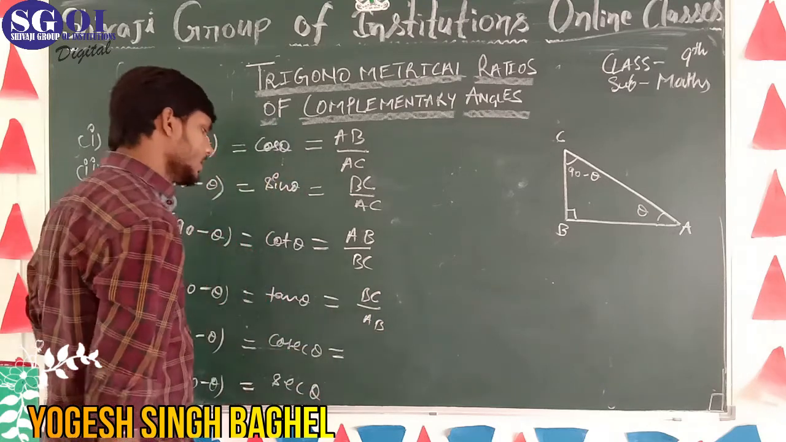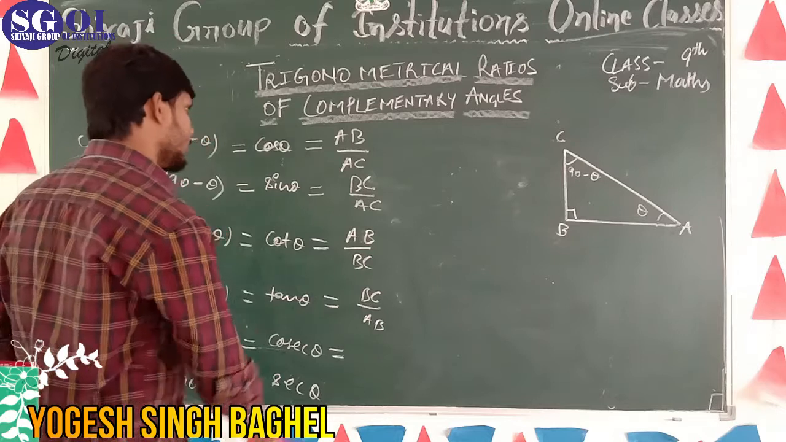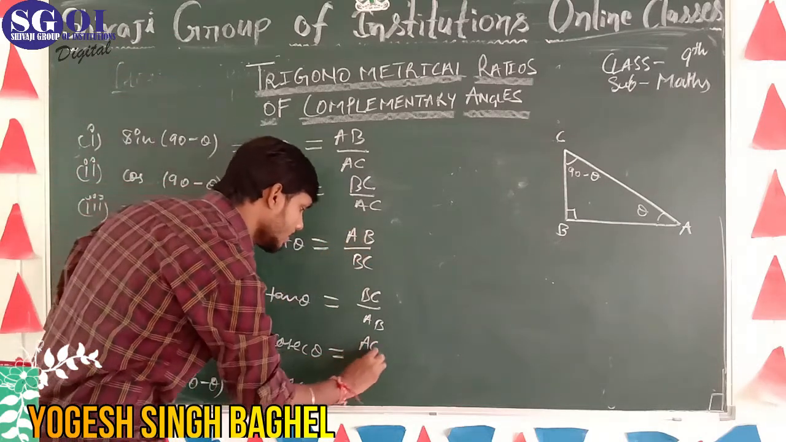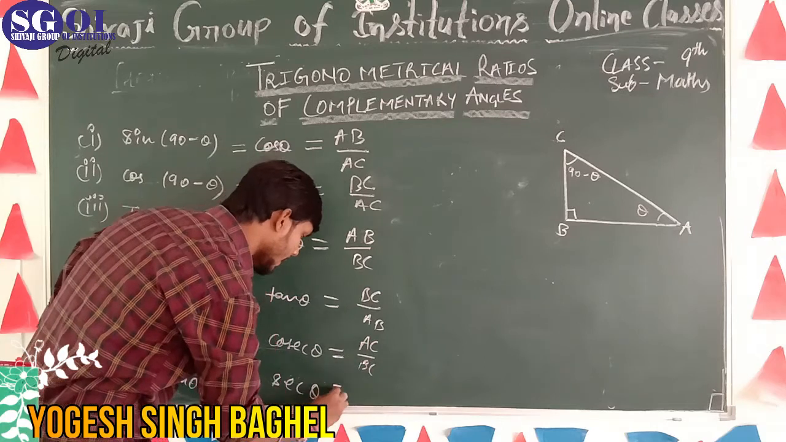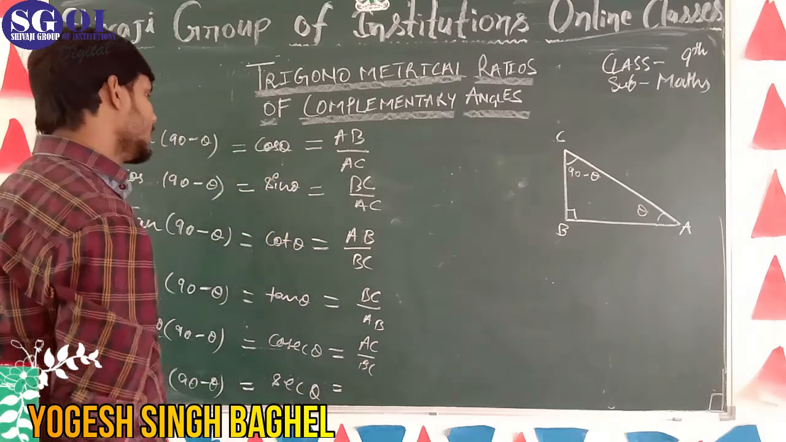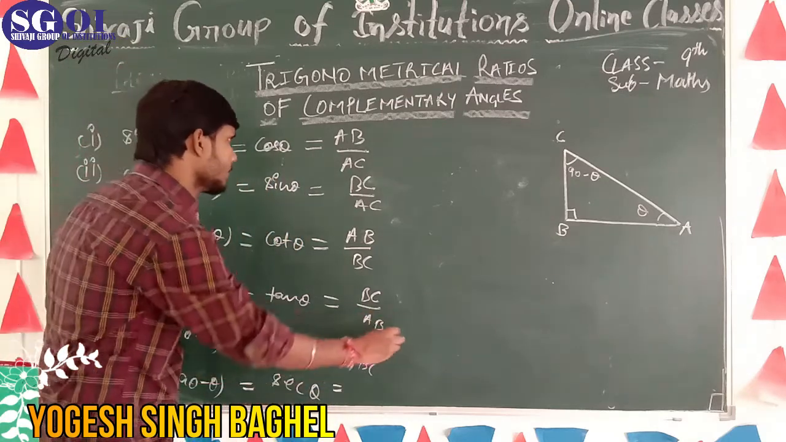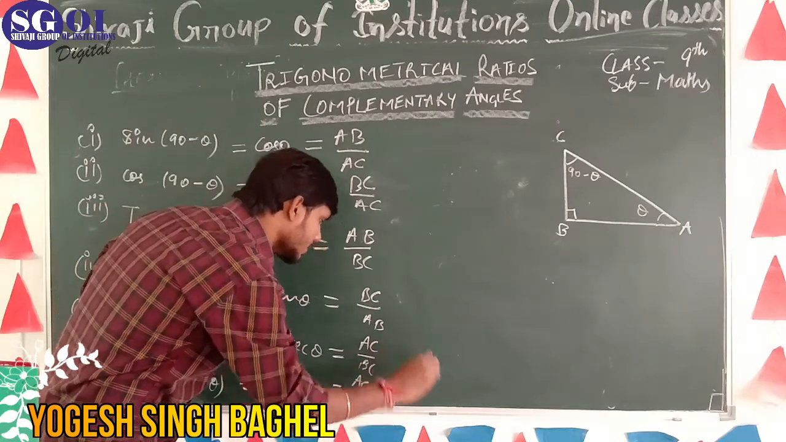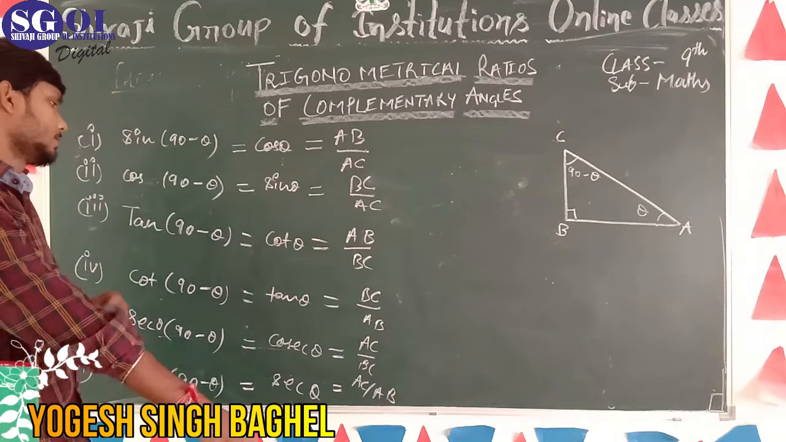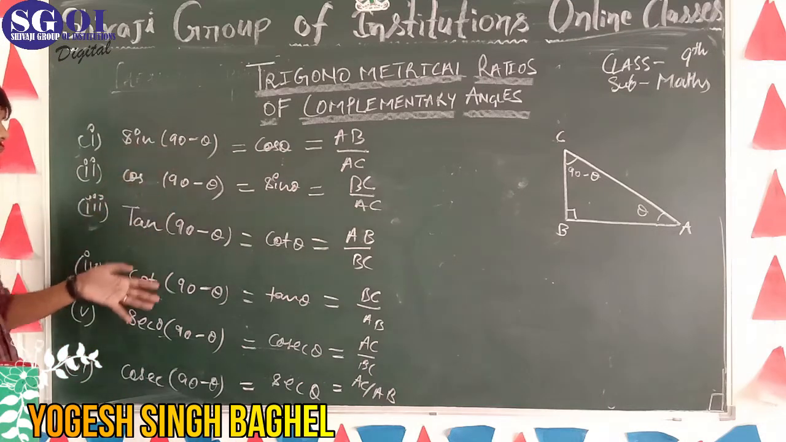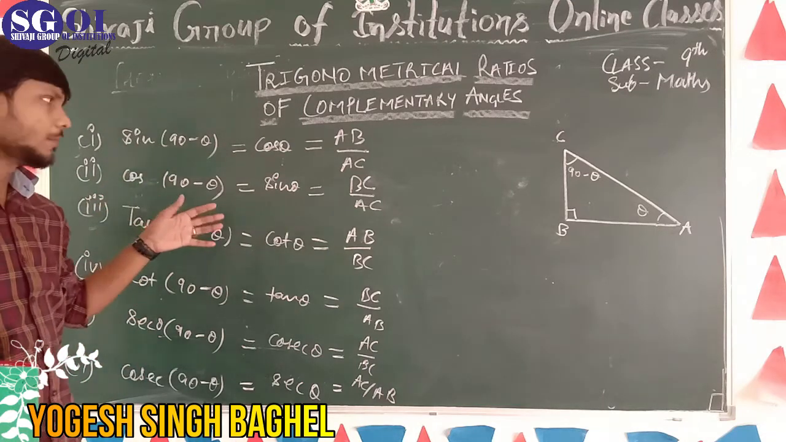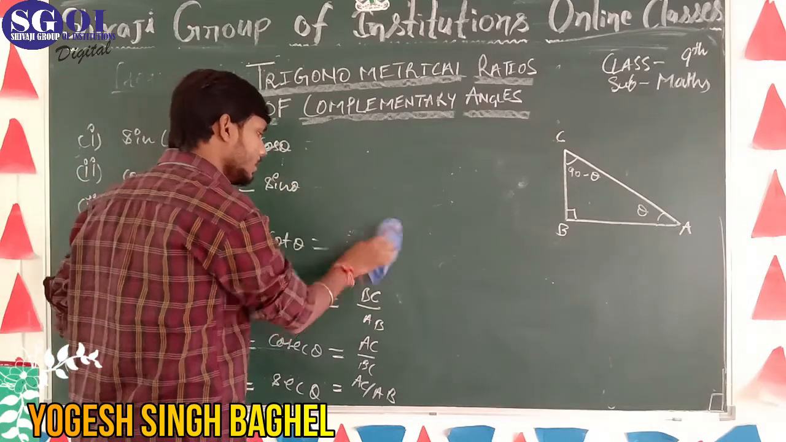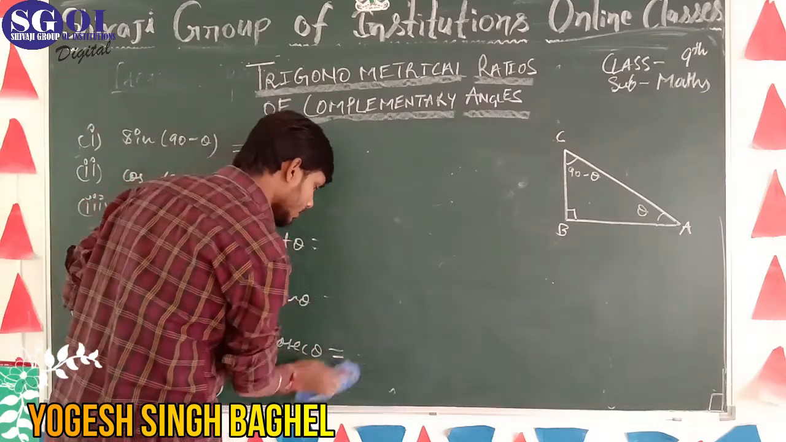For cosec theta, which is the reciprocal of sin theta, it means AC upon BC. And for sec theta, it is AC upon AB. Clear, students? Now, this is the relation we have to remember in your mind. Okay, so you have to remember it. This is an important thing.